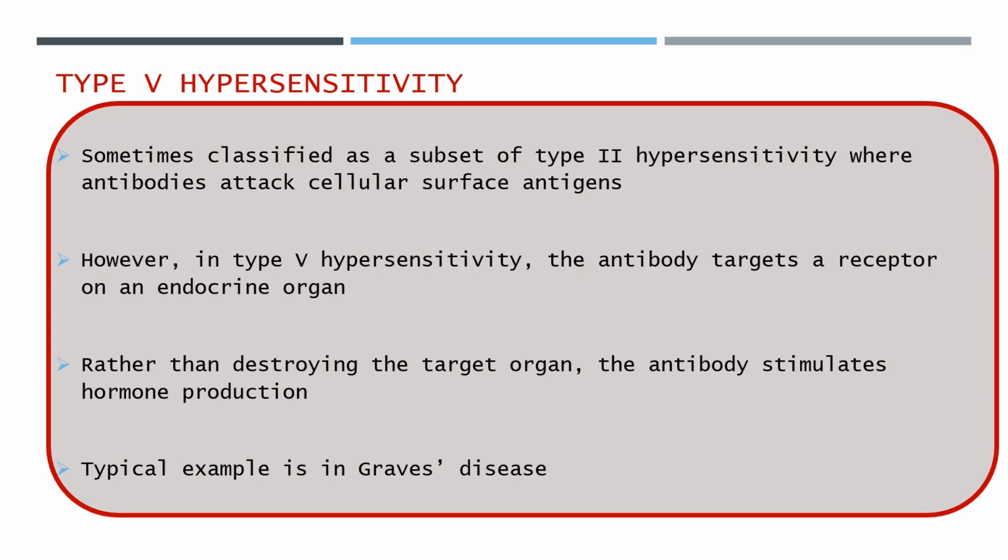In Graves' disease, antibodies are produced against the thyroid gland, and once they hit the receptor on the thyroid gland, rather than destroying the thyroid gland, they stimulate the receptor to initiate the production of thyroid hormones, which leads to hyperthyroidism in the affected patient. So type 5 hypersensitivity is a subset of type 2 hypersensitivity, but rather than causing cytotoxicity, it stimulates target organs to produce hormones which are native to the target organ.